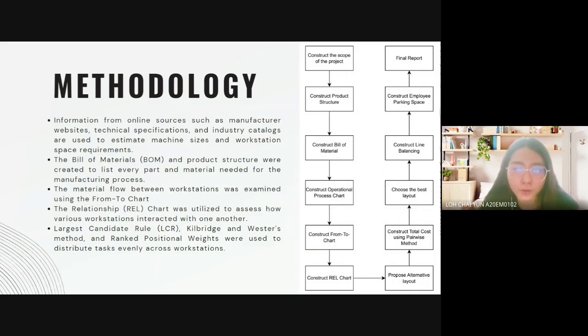On the right-hand side is the process flow chart for this project. First we start by constructing the scope of the project. Next, construct the product structure, bill of materials, operation process chart, and also the From-To chart. Next, we construct the relationship chart. After that, we can propose the alternative layouts, construct the total cost using the pairwise method, and choose the best layout. After that, construct the line balancing. Next is to construct the employee parking space. Finally is doing the final report.